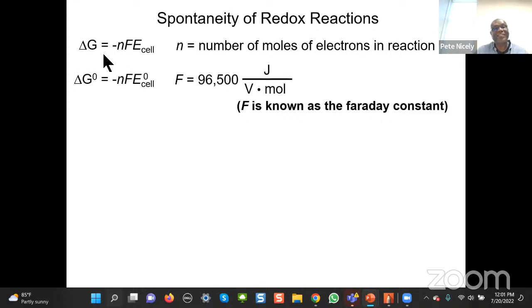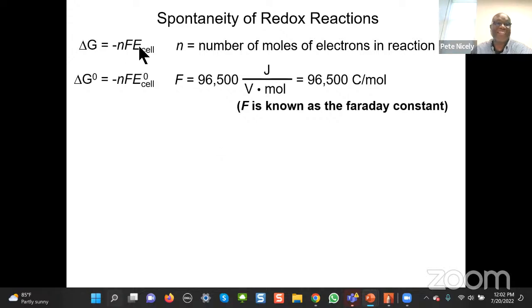Delta G is equal to minus N times F times the EMF of the cell. Now, N is the number of moles of electrons that are transferred in the reaction. So this underscores the importance of having a balanced equation which indicates the number of electrons being transferred. F is a constant which is known as the Faraday constant, and it represents the amount of charge that is carried by a mole of electrons. So that's a constant value, by the way. It's equal to 96,500 coulombs per mole, all right? So that's Faraday's constant, and that will be important later on, as you're going to see.